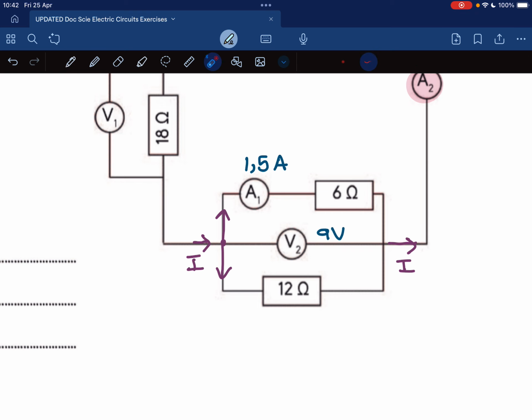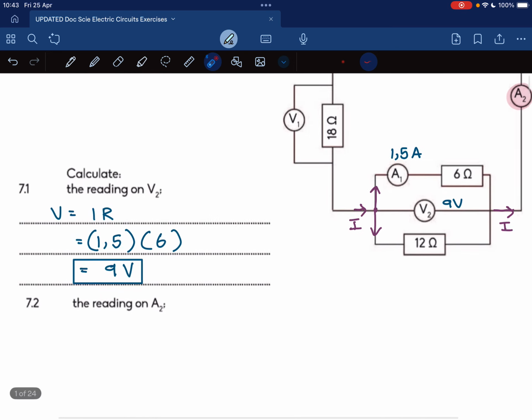It's important to note that voltmeters have incredibly high resistances, so they do not allow current to flow through this part. So you don't take this into consideration at all when it comes to where current is flowing. Current won't flow through the voltmeter.